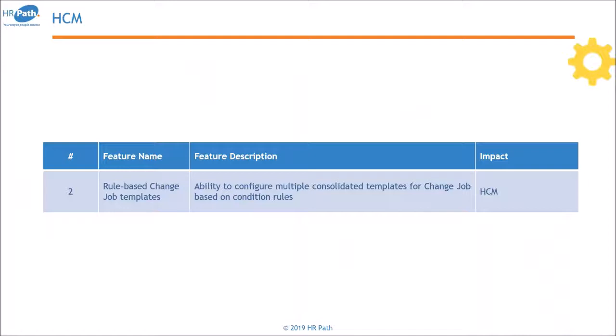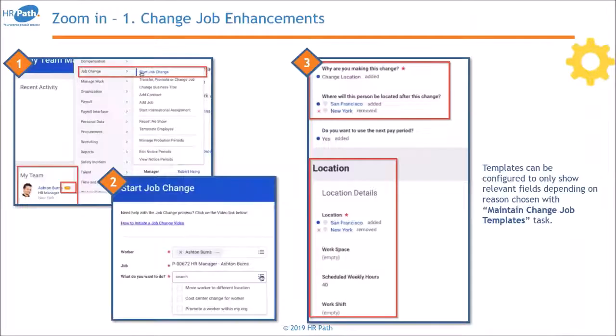And the second, sorry, if you can go back to the previous slide, please. Image number 2 is what happens when you click on Start Job Change. It's what the first screen of the change job process will look like. Before, we had a large page with a lot of things to enter, but now we're only going to have the worker name, the position, and what you want to do with this job change, so basically the reason. Once you select this reason, it will take you to image number 3.